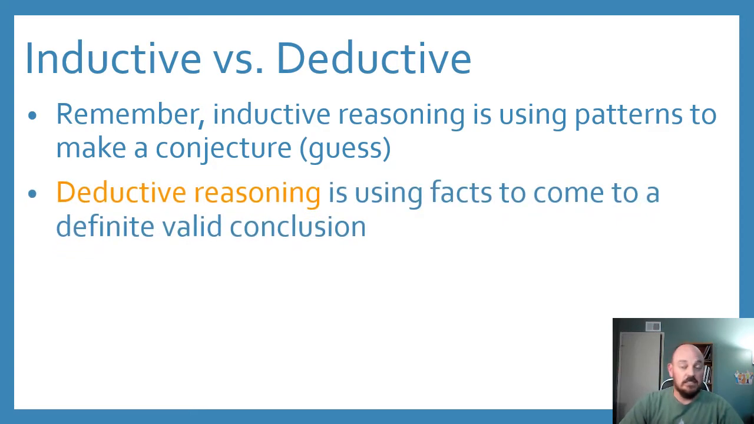Now, deductive reasoning is really what you use to take that guess and turn it into a rule, because deductive reasoning uses definite 100% facts to come to a valid conclusion. So that's the difference. Inductive is like, hey, I think this might be a rule, and deductive is like, hey, this definitely is a rule.